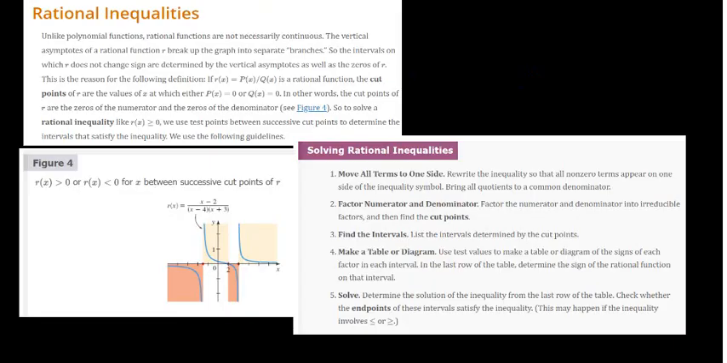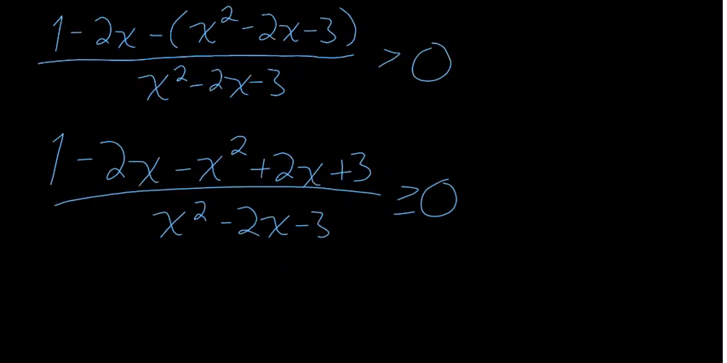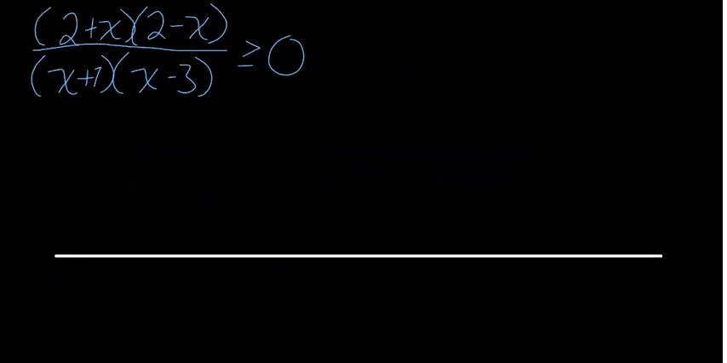This says right here we need to factor the numerator and denominator into irreducible factors, and then find the cut points. Okay, so once we factor it, we find those cut points by solving our polynomial for 0. In the first numerator, when x is equal to plus or minus 2, if we have a minus 2, it's a 0. If we have a plus 2, it's a 0, right? So plus or minus 2, that's two of them.